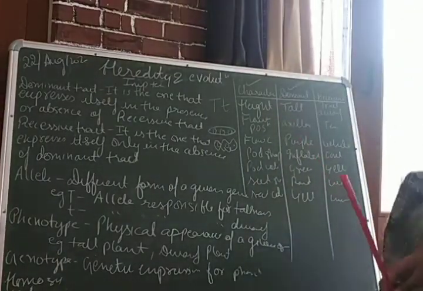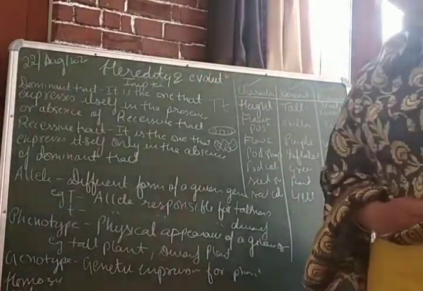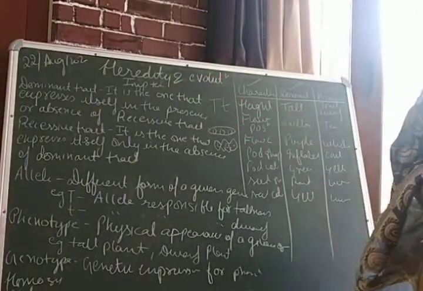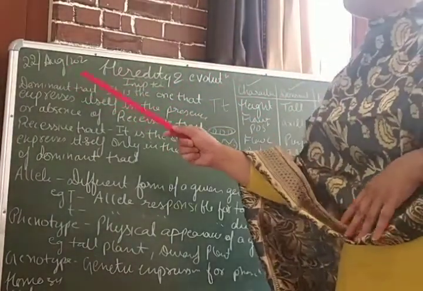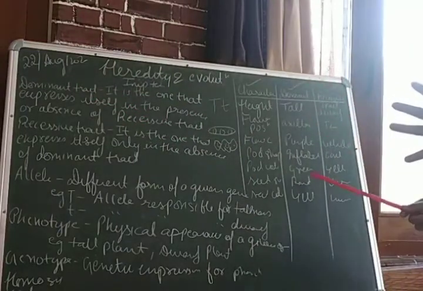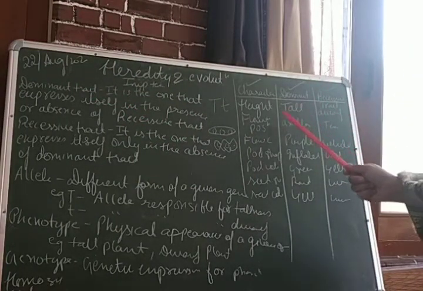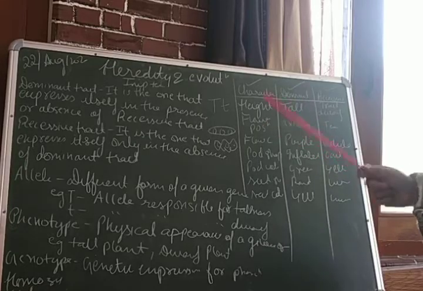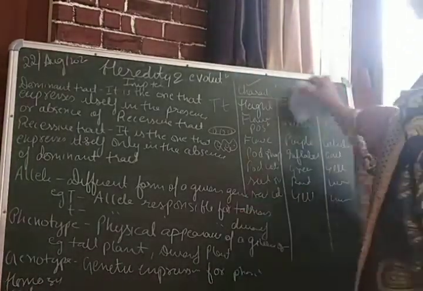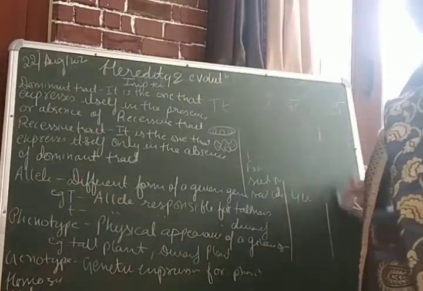Now students, today we will study the important terms in heredity and evolution. First is your dominant trait. As I have told you, tallness is a dominant trait. Axillary position of the flower is a dominant trait, which means it will express itself. What does it mean, students?